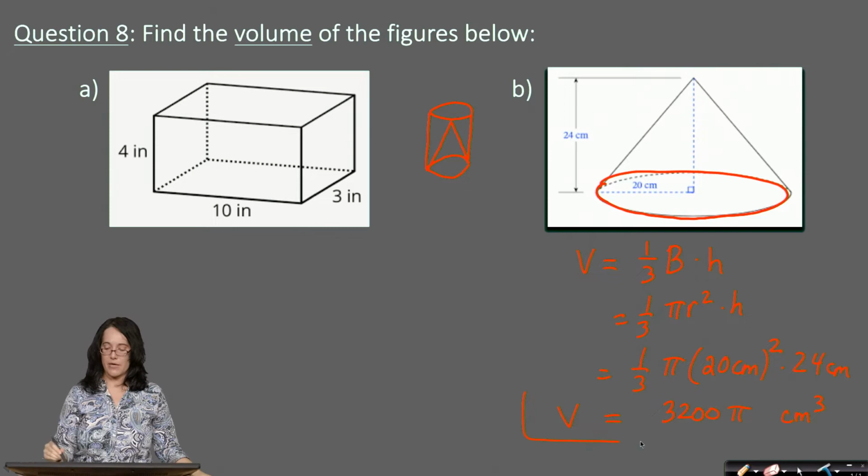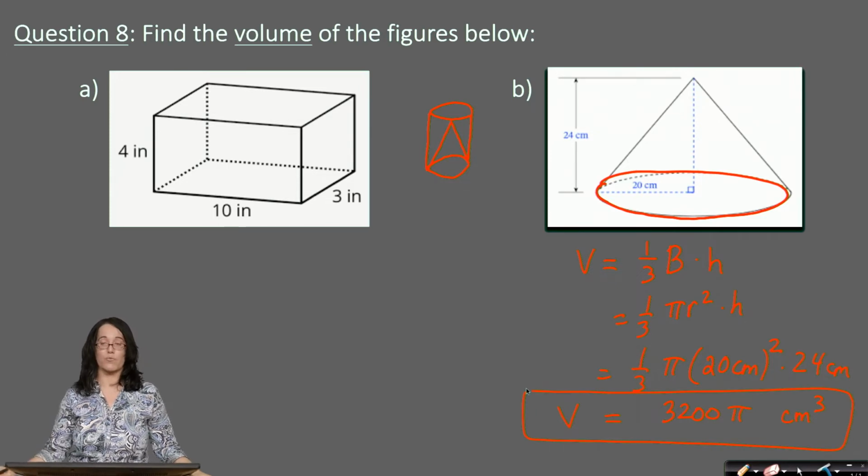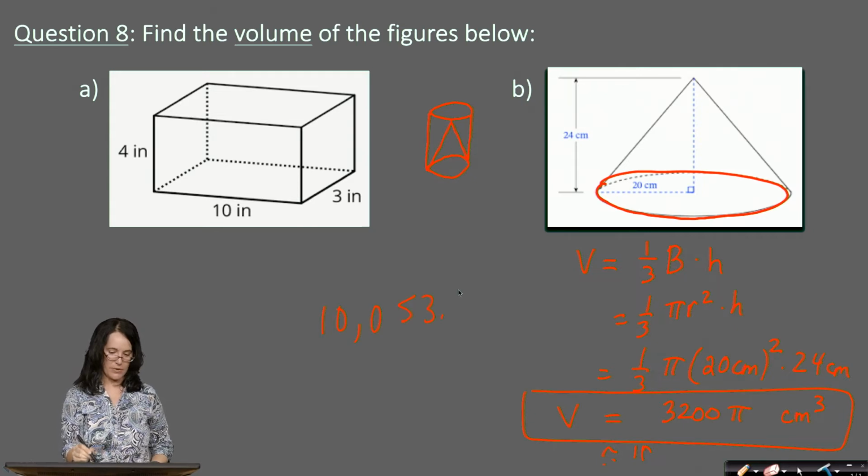All right, so that would be your volume for this right circular cone. And again, if you wanted to find the approximation, put it in your calculator, you should be getting roughly 10,053.096 approximately. That would be your rough estimate when you round here.